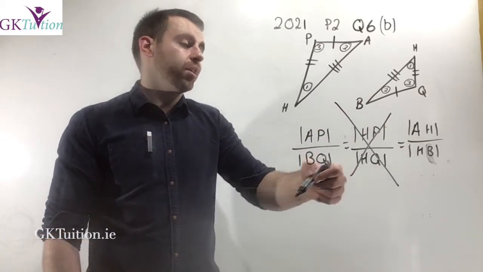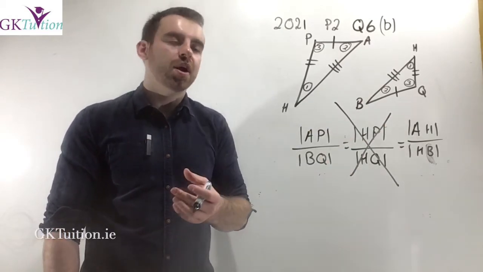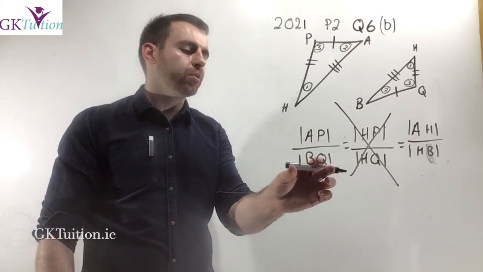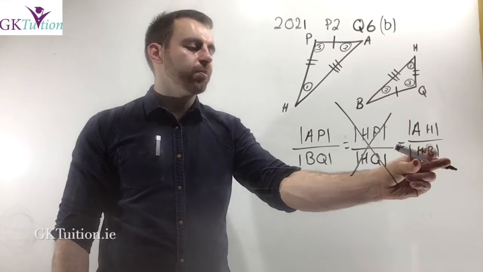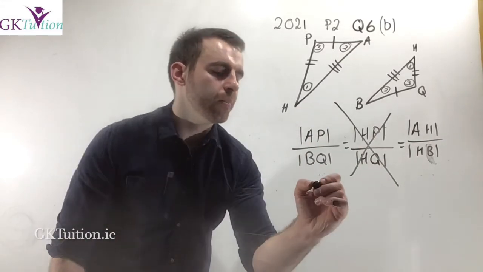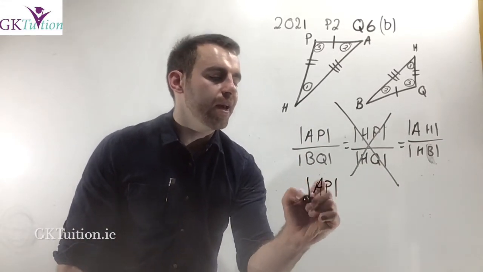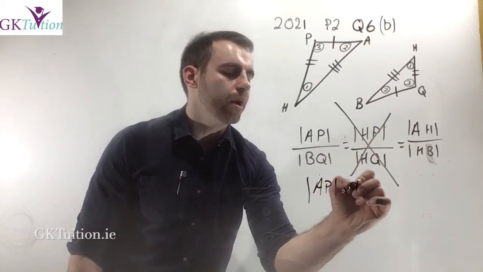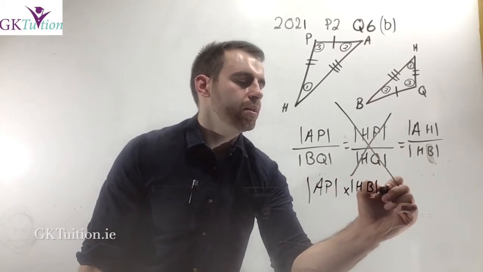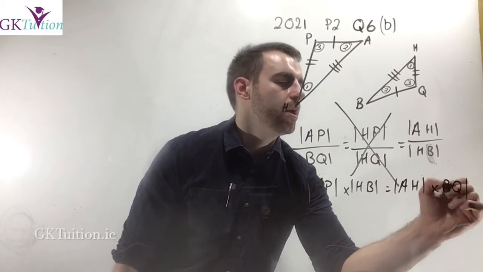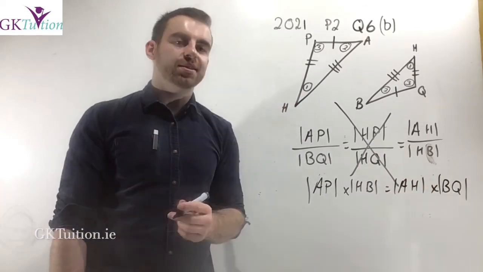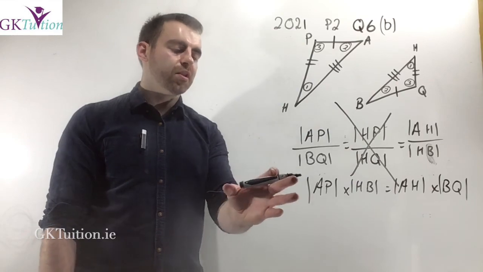If I can essentially cross multiply here, or you could think of it as you're going to multiply both sides by BQ, so the BQ will go up here. Going to multiply both sides by HB, so the HB ends up here. And I simply end up with AP multiplied by HB is equal to AH multiplied by BQ. And you'll recognize now that that is the same as what we were asked to prove, so that's our final answer.